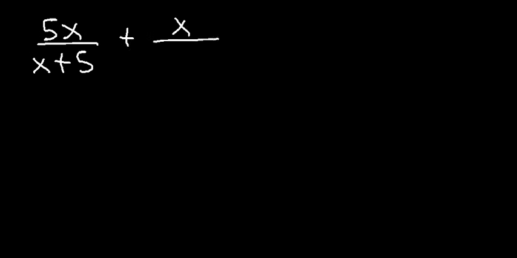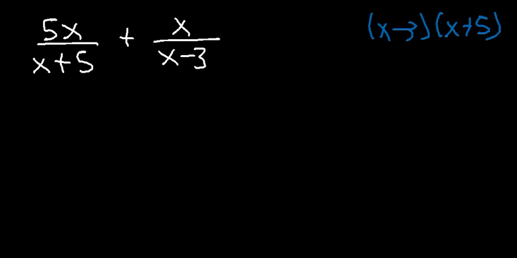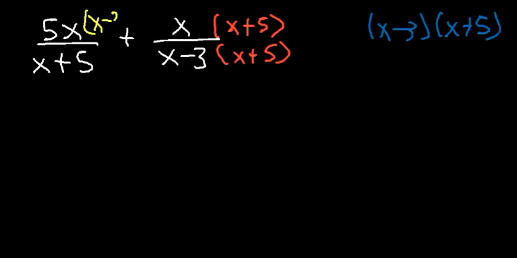Let's try this one. 5x divided by x plus 5 plus x divided by x minus 3. So the least common denominator, what we need is 1 x minus 3 and at least 1 x plus 5. So this fraction is missing x plus 5. So whatever you do to the top, you have to do to the bottom. And this one, we need an x minus 3, top and bottom.